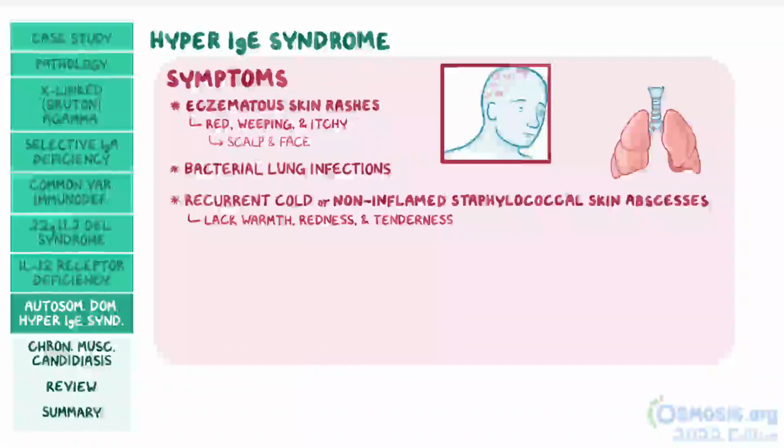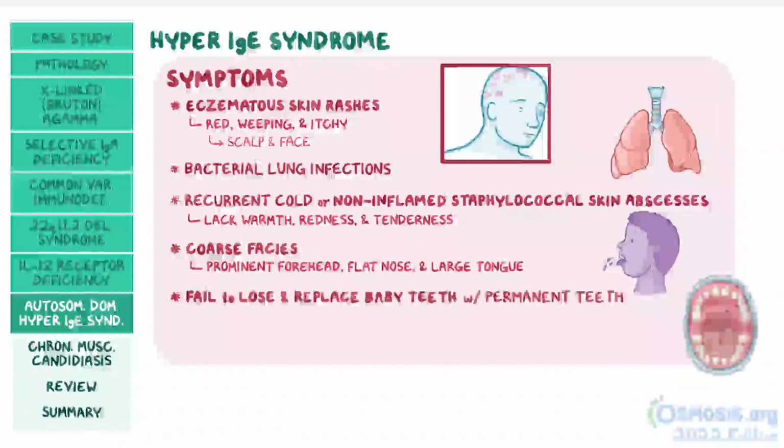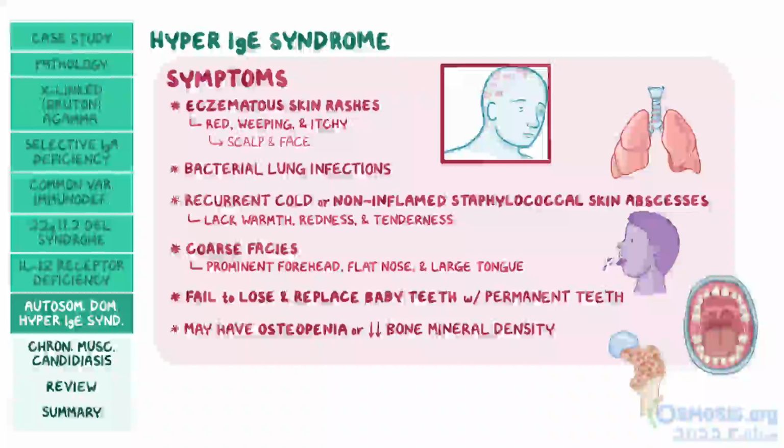In addition, many individuals have characteristic coarse facies, which can include a prominent forehead, flat nose, and large tongue, and they may also fail to lose and replace their primary or baby teeth with permanent teeth. Finally, these individuals may also have osteopenia or decreased bone mineral density, and what's important is that this makes them more prone to frequent fractures, even from minor trauma.